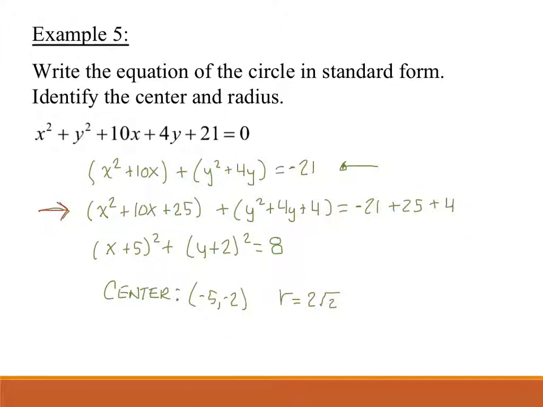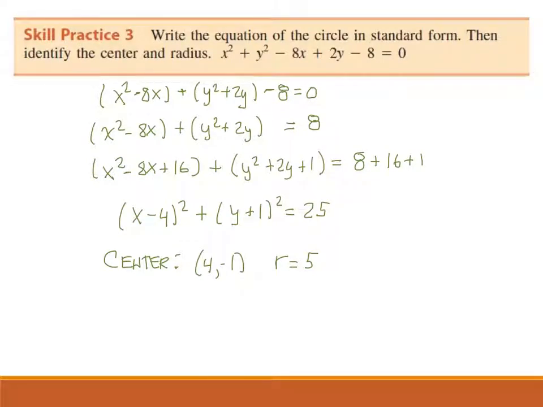So I get x squared plus 10x plus 25 plus y squared plus 4y plus 4 is equal to negative 21 plus, I had to add a 25 plus a 4. So now I get the following. I have a perfect square, (x plus 5) squared plus (y plus 2) squared is equal to 8. The center is at negative 5, negative 2, and we have a radius, which is the square root of 8, or 2 square root of 2.